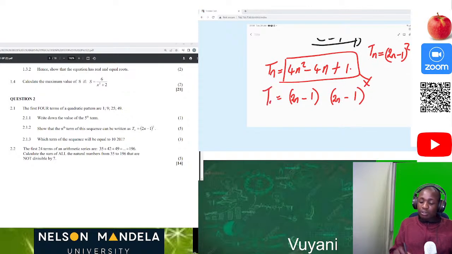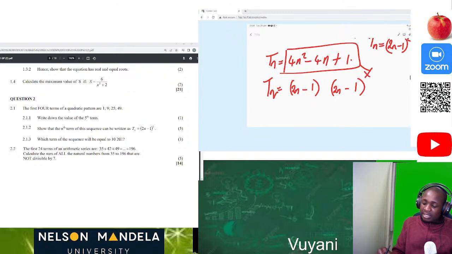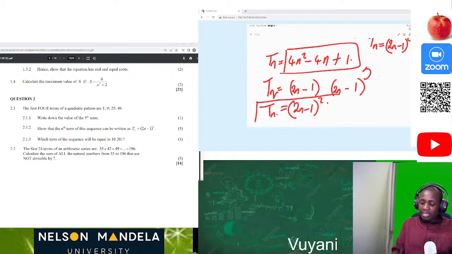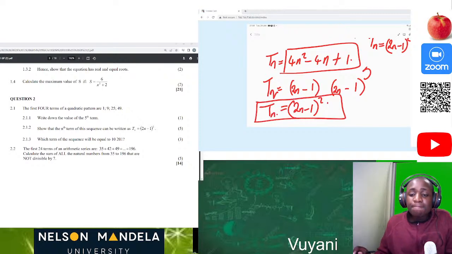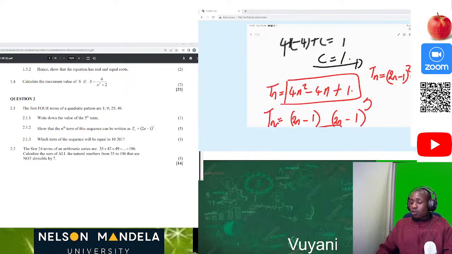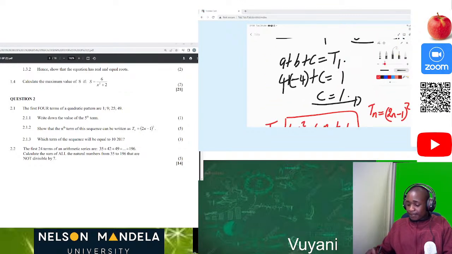Since I was able to do it using the factor format, I was able to see that 2n minus 1 multiplied by 2n minus 1 is going to give us this trinomial which is here. Since the brackets are the same, you can just square. So definitely we have shown that Tn is (2n minus 1) squared. Then you get your full 5 marks.